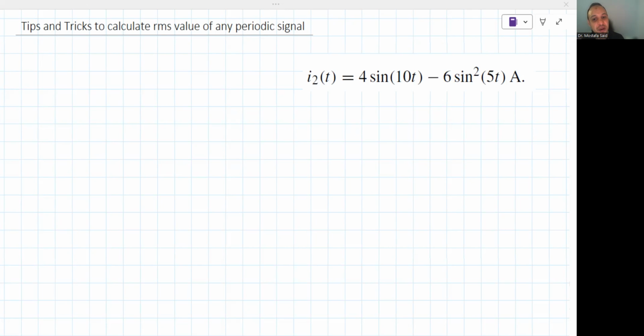Hello guys, in this video I'm going to continue the discussion of averaging and RMS. In the last video we took an example of some AC signal. It was a complex one, not so easy and straightforward, and we applied some tricks and tips to find the average value. In this video, we're going to use the same tricks and tips to find the RMS value, not the average value. It is a different definition, but you're going to see while we're solving that we use the same methodology that we used to find the average.